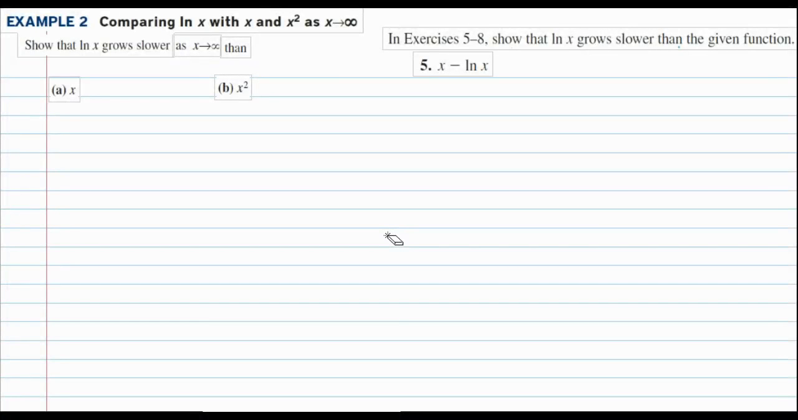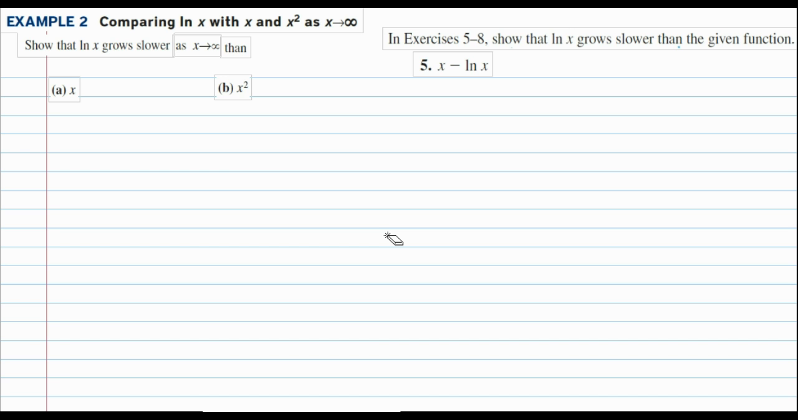This is the screencast for section 8.3, example 2. So we're going to compare natural log of x with x and x squared as x approaches infinity. We're going to show in example 2 that the natural log of x, one of those basic comparisons that we showed in previous example 1, grows slower as x approaches infinity than x and then x squared.